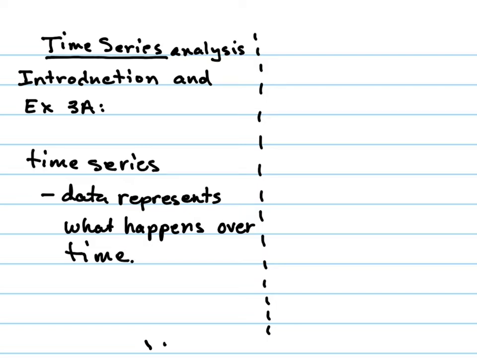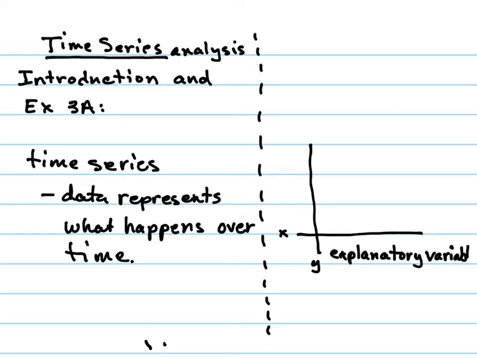Now, it might help a little bit if we reviewed what a graph looks like. Remember that you have two intersecting lines, an x-axis and a y-axis. And for this type of graph, we have what's called the explanatory variable along the bottom, and we have the response variable going up and down on the y-axis.